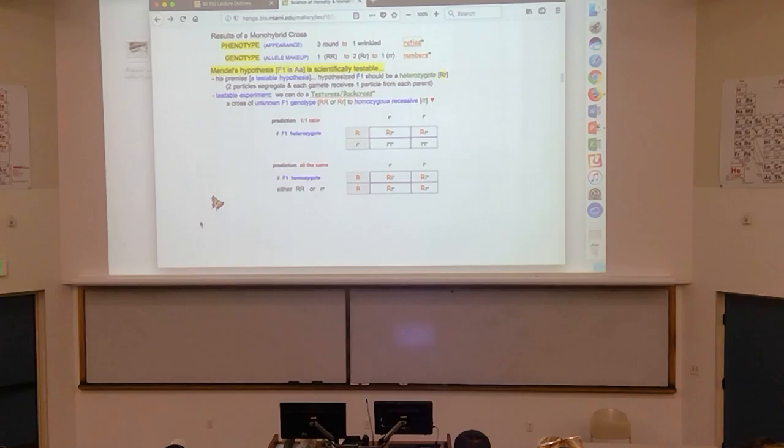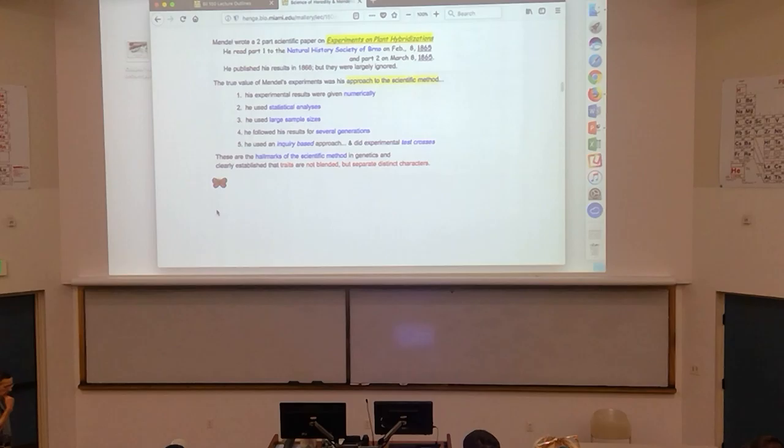The results were given in a couple of meetings in 1865. This is the time of the American Civil War. In Europe, the Natural History Societies, which were basically the scientific meetings of those days, would hold conferences. People would get together and express their ideas. Mendel did that. He did it twice, once on February 8th, and then again a month later on March 8th.